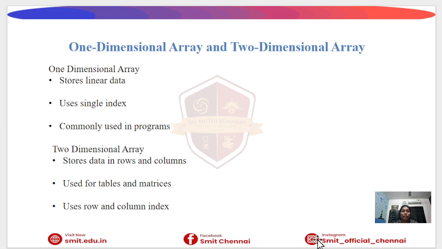And the second one is the two-dimensional array. It is like a table. What does the table have? Rows and columns. Think of a classroom mark sheet where rows are students and columns are the subjects. That's where 2D arrays, that is two-dimensional arrays, are useful.